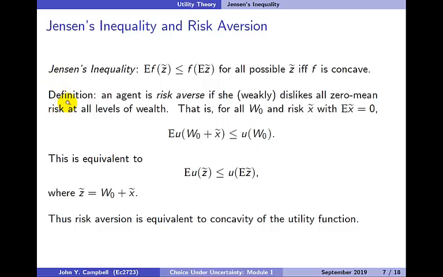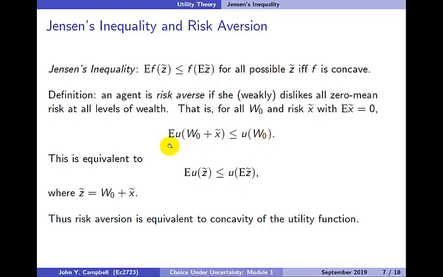An agent is said to be risk averse if she weakly dislikes, that is, fails to prefer, any zero mean risk at any level of wealth. So for all initial wealth levels W0, and for all arbitrary risk distributions x tilde that have a mean of 0, E of x tilde is 0, we require that the expected utility of wealth plus the risk is less than or equal to the known utility of wealth without the risk. This is what it means to say that somebody is risk averse. They're going to turn down any zero mean risk, and that's true at all initial levels of wealth.